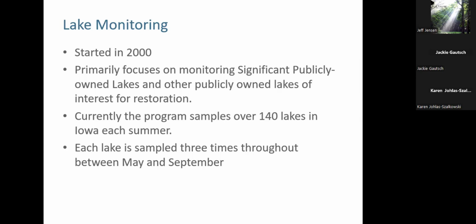So some of these would include some of our shallow lakes or other lakes that maybe aren't as large as some of our significantly public-owned lakes, but there's some interest in doing some watershed work in that area. So each summer, we sample these lakes, 140 of them, 3 times throughout the summer, starting in May and going through September. A big partner with this project is going to be Iowa State University. We do contract them to provide summer staff to go out and do the actual lake monitoring, the collection of the data, and then also to process this data in their certified lab.